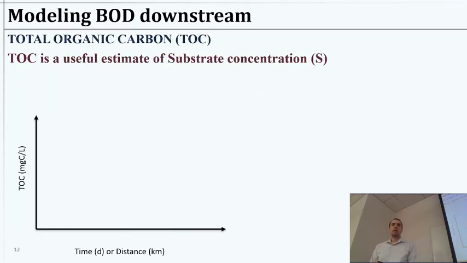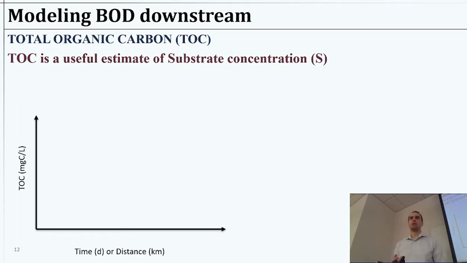Another way we can predict what the BOD is, without directly measuring it for 5 days, is to take total organic carbon measurements. We talked about the chemical oxygen demand a little bit last time.